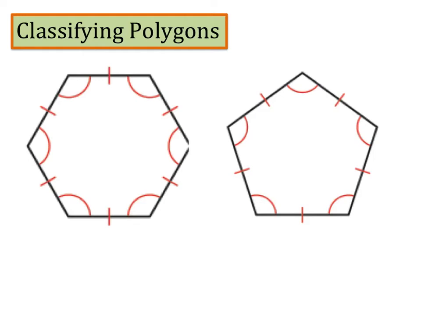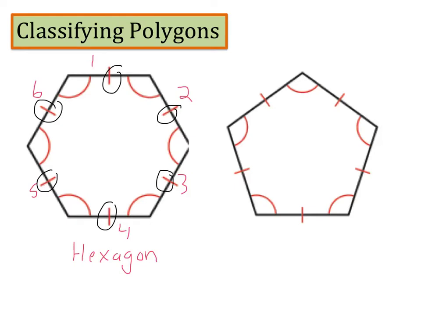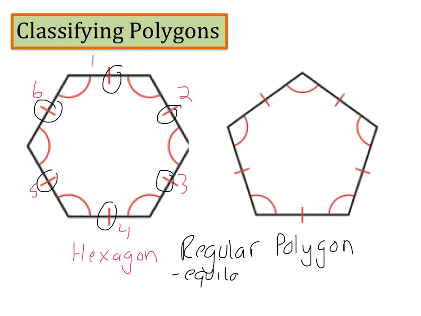Now, depending on the different sides and angles of polygons, there's a different way to classify them. So these two figures here are both polygons. This first one here has 1, 2, 3, 4, 5, 6 sides. So this is a hexagon. But we can say more about this hexagon. Now, if all the sides and all of the angles are congruent, we call it a regular polygon. So regular polygons are equilateral, meaning all the sides are the same, and equiangular, meaning all the angles are congruent as well. So our figure on the right here is a pentagon, and we would say it's a regular pentagon, because all of the sides are congruent and all the angles are congruent.